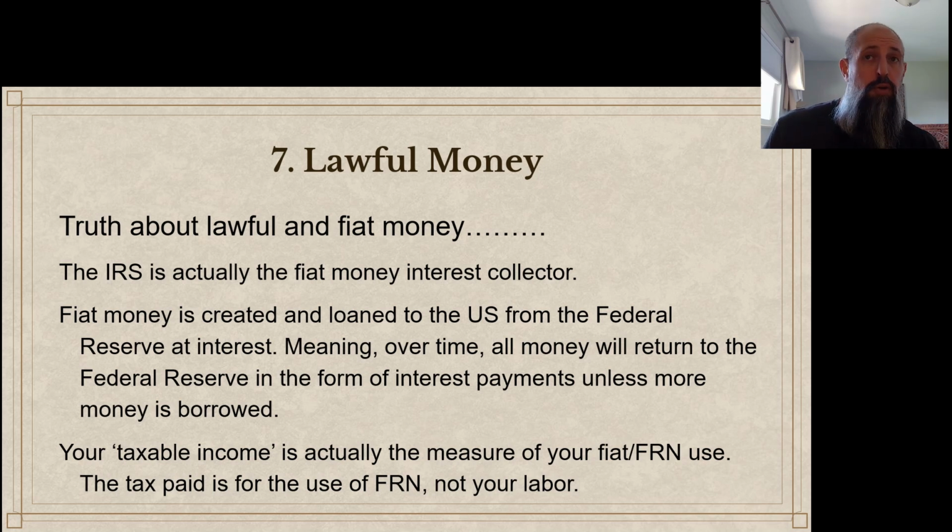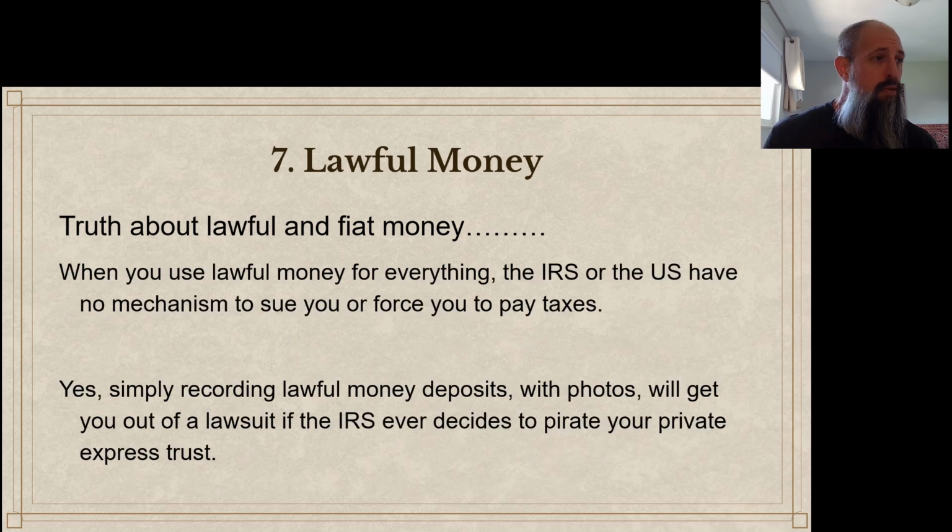So when you think you're paying for your income and the stuff you've done as some kind of tax, it's for using their fake money. So if you stop using their fake money, they have no mechanism to come after you. All right, so when you use lawful money for everything and you live inside this trust and you pay for everything and all the money comes in, you deposit it for lawful money, there is not a legal mechanism for them to sue you or to tax you or to come after you. And in fact, if you ever get sued by the IRS or harassed, a photocopy of 3 checks deposited and redeemed for lawful money will tell them that they are barking up the wrong tree.